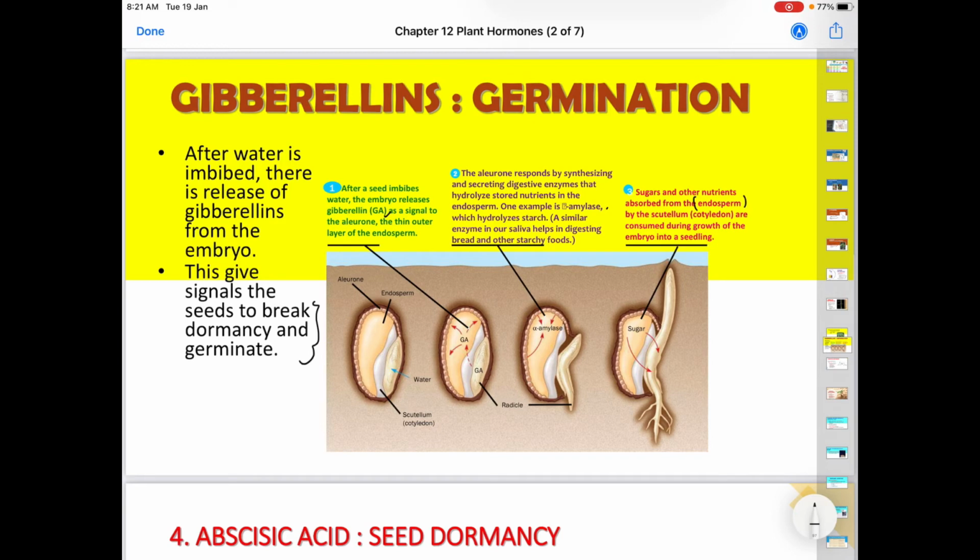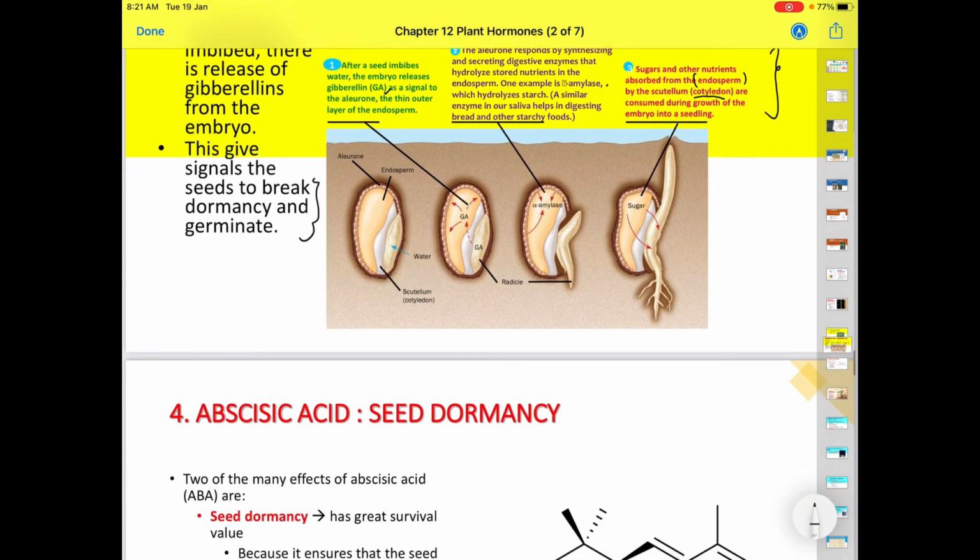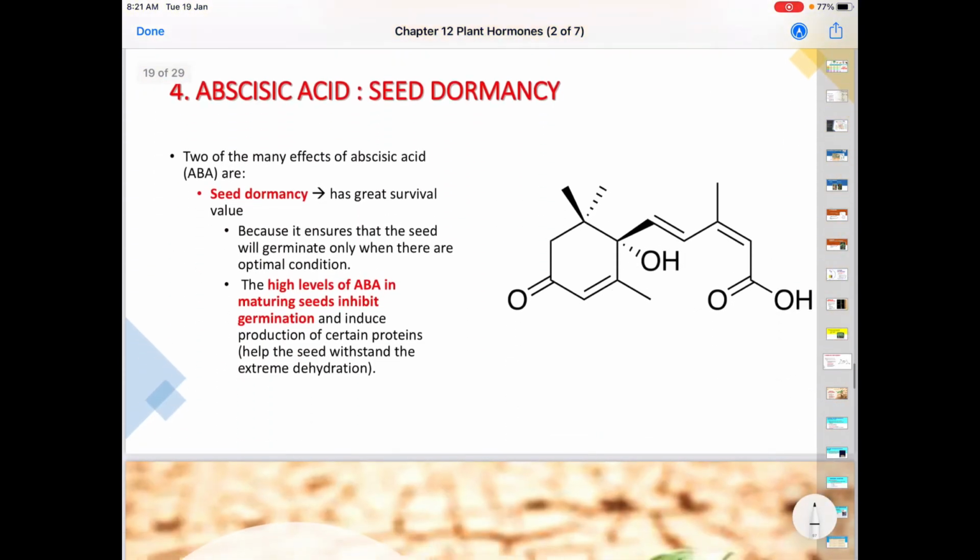Sugars and other nutrients are absorbed from the endosperm by the scutellum. The scutellum is the cotyledon; the seed itself is consumed during growth of the embryo into a seedling. So this is the process of germination. Germination is started by the presence of gibberellins, and the seedling gets its food from the seed itself, from the endosperm tissue.